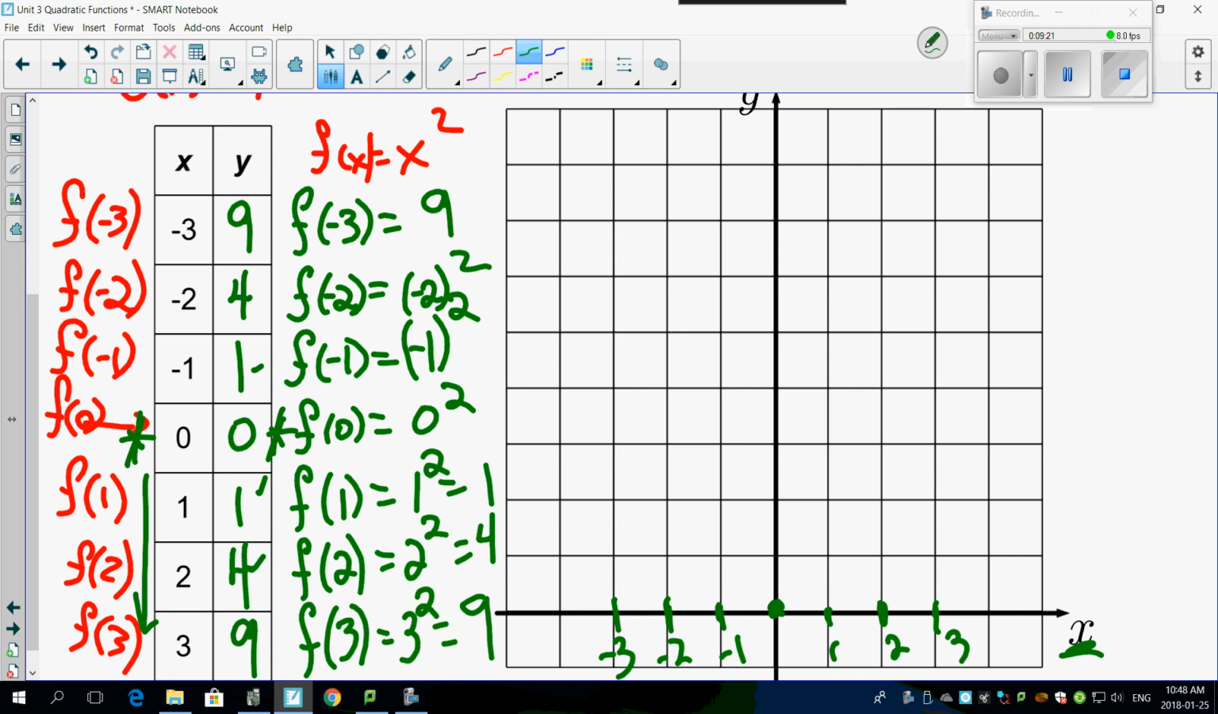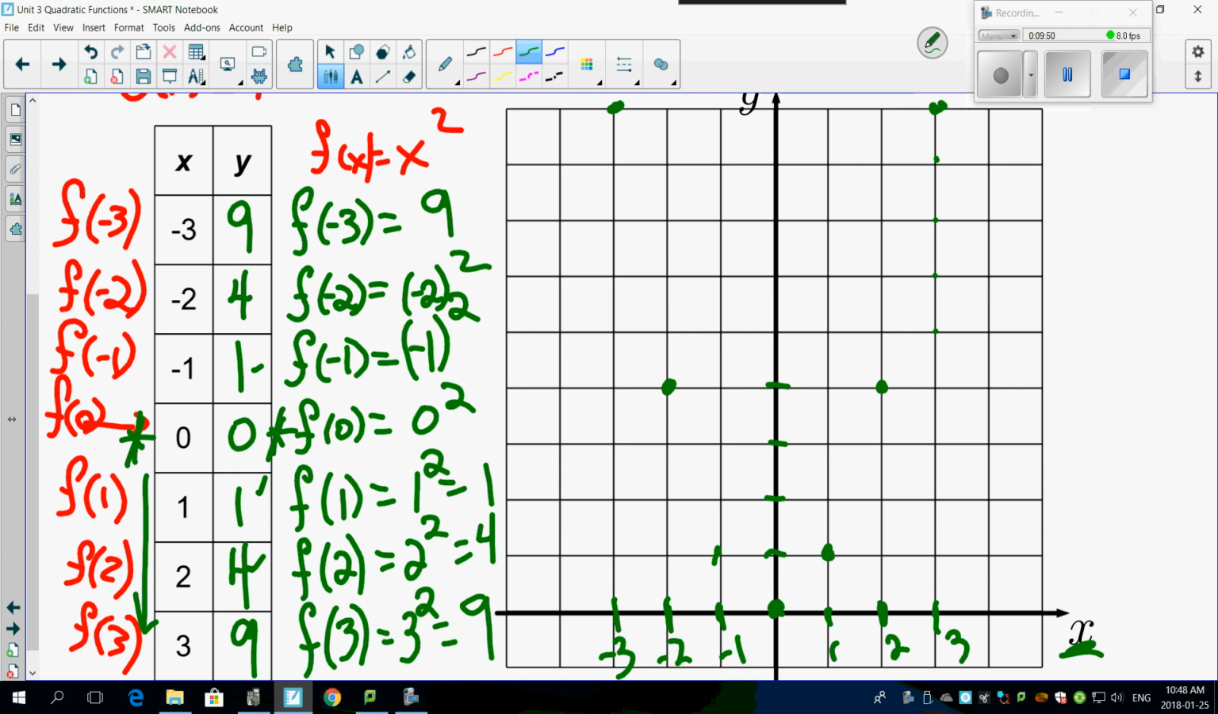0, 0, there it is. 1, 1, okay. 2, 4, well, that's 1, 2, 3, 4. 2, 4 is right here. 3, 9, 3, 5, 6, 7, 8. Oh my goodness, look at that. Isn't that interesting? Now let's go back to this one here. -1, 1, -2, 4. Isn't that interesting how this, look at that.